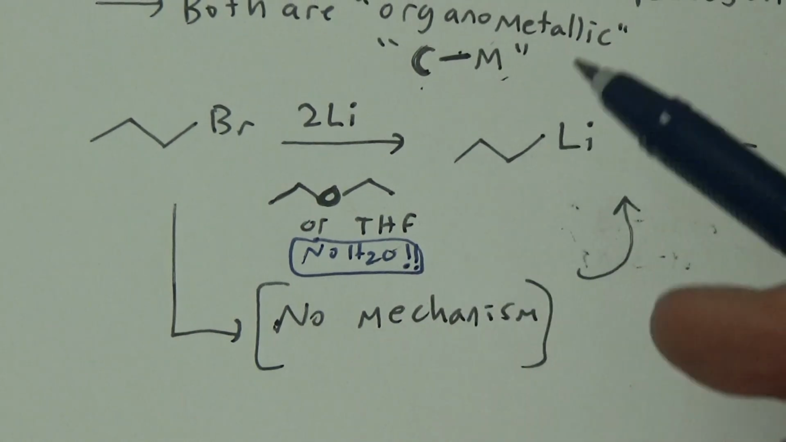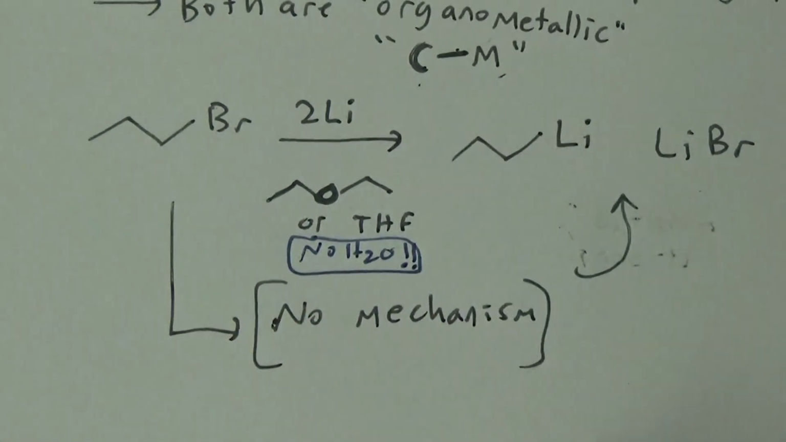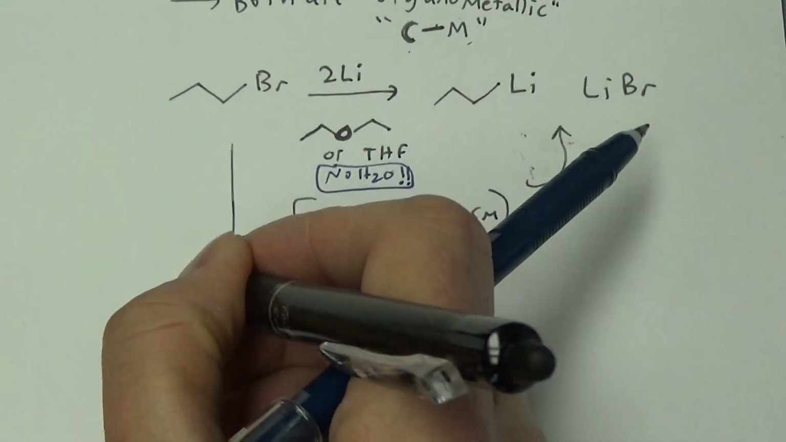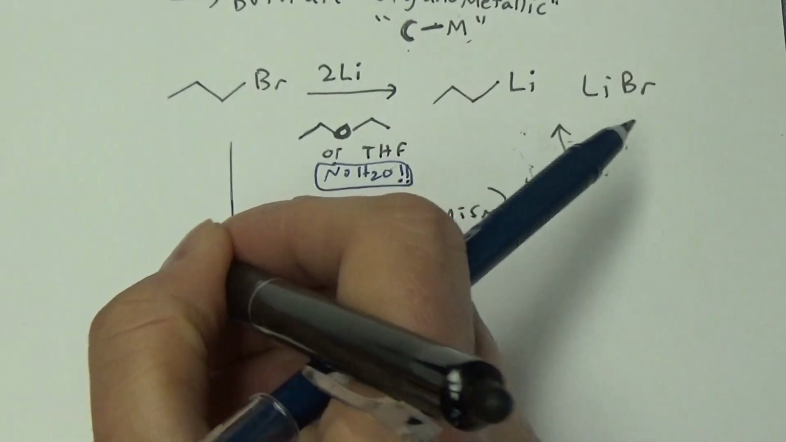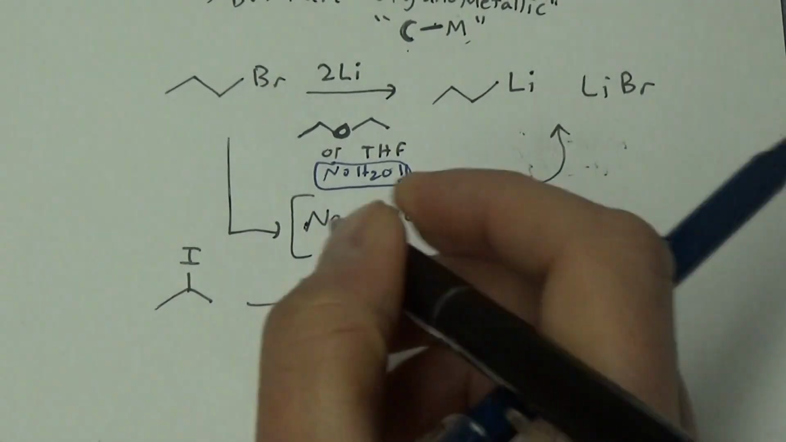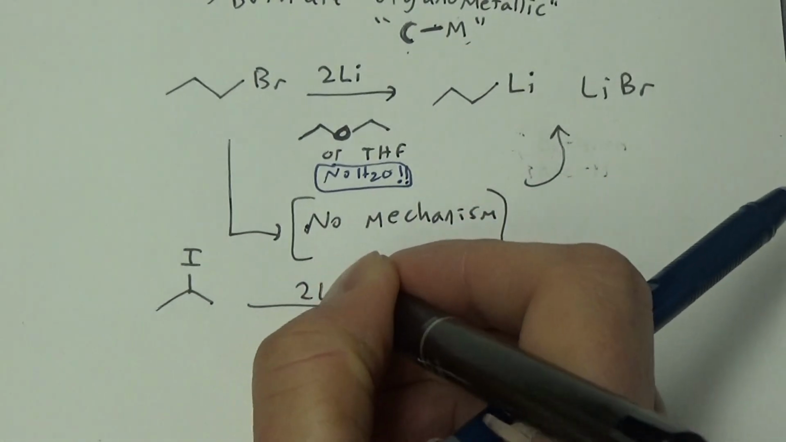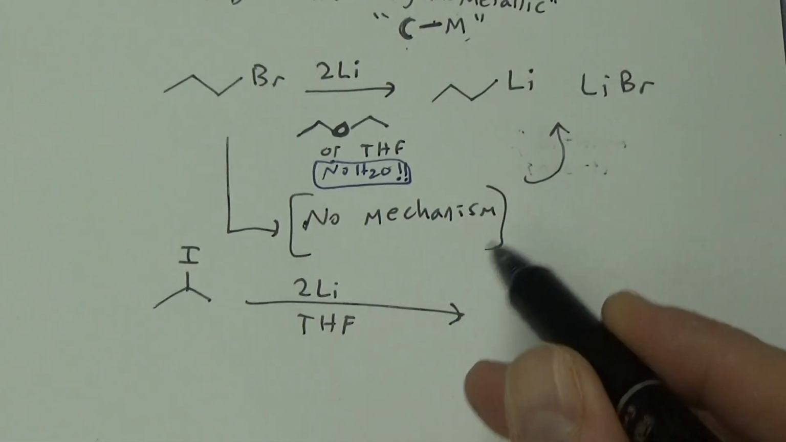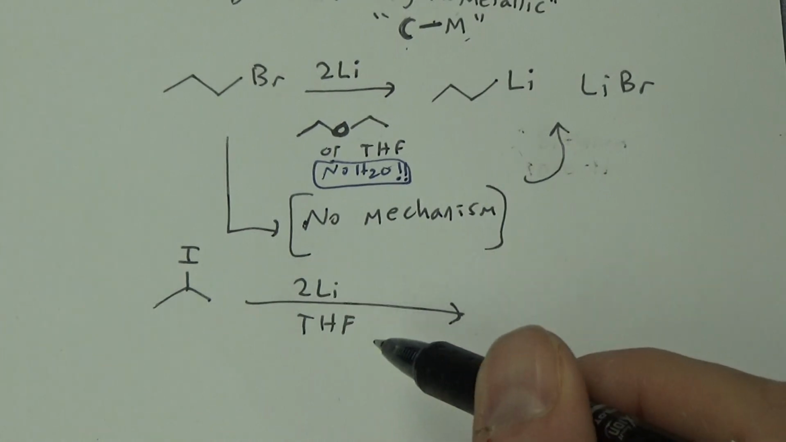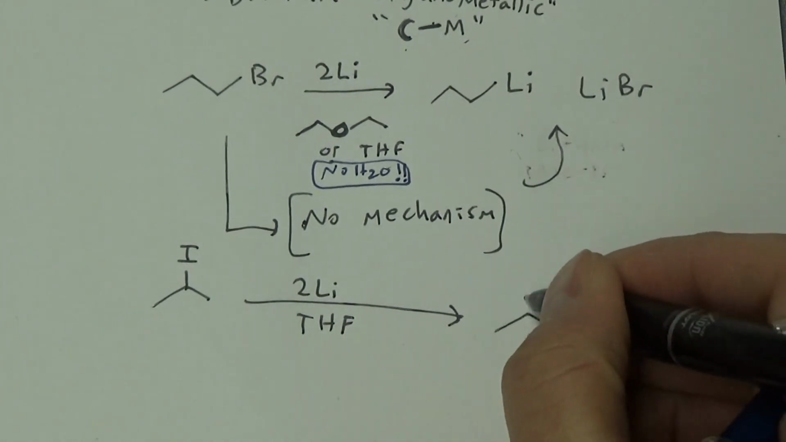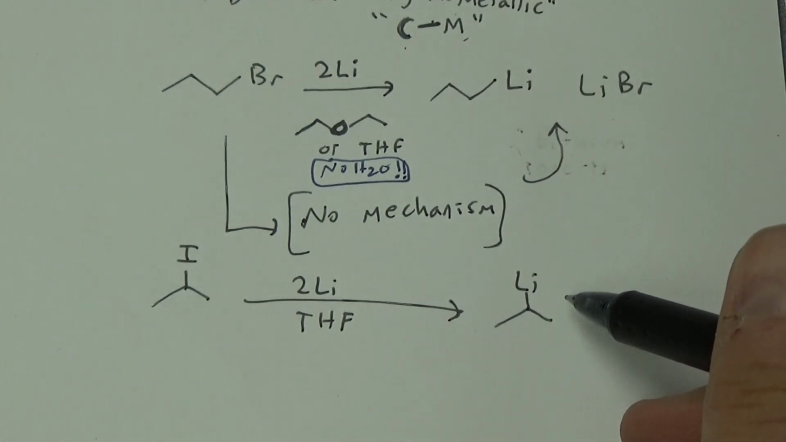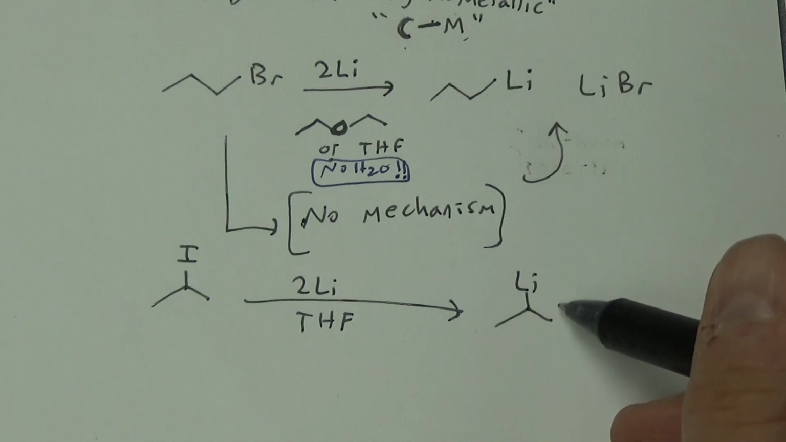Okay. All right. So what about another one? I'll do the iodide, 2-iodopropane. We do 2 lithiums, THF. Now, if you don't say 2 and you say just lithium, that's understood. The 2 is just a stoichiometric thing. Now we have this product. I actually don't know the name of this.